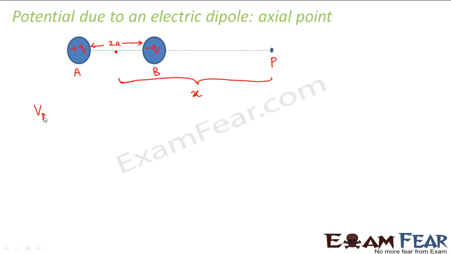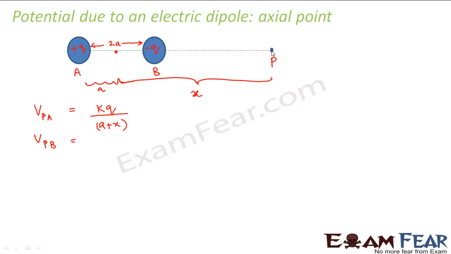So we will have electric potential because of both the charges. First let us calculate the potential at P due to A. Then we will calculate the potential at P due to B. So what would be the potential at P due to A? That will be equal to K into Q, what is Q? Q is plus Q, divided by the distance of point P from A. So what is the total distance? This is x and this distance is a, right? So this will be a plus x.